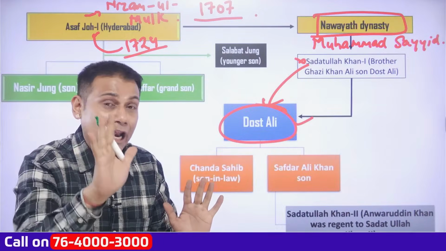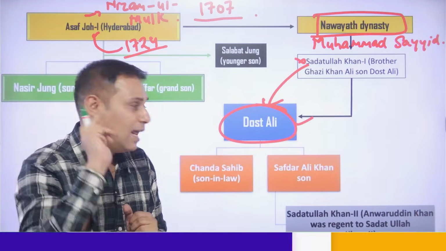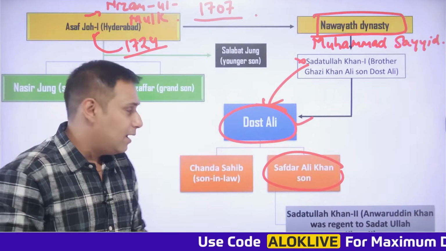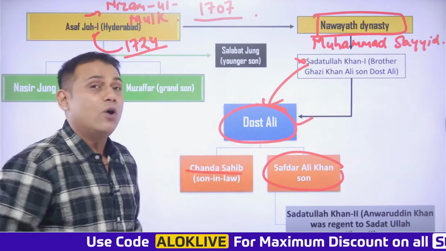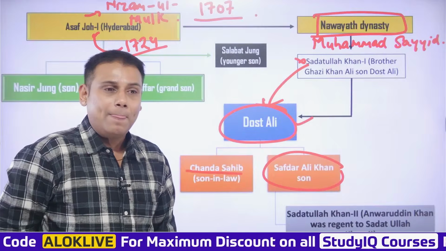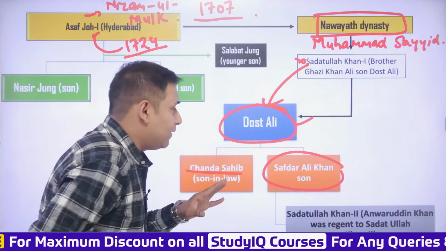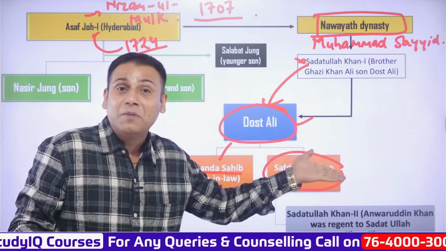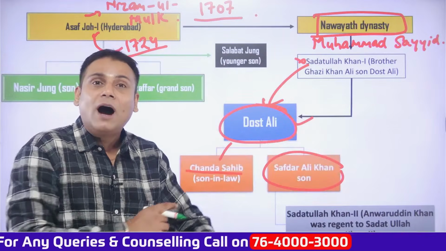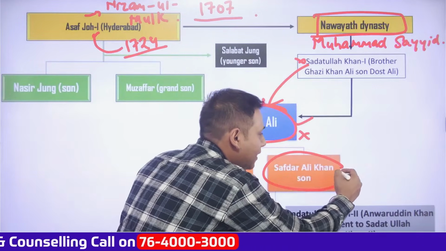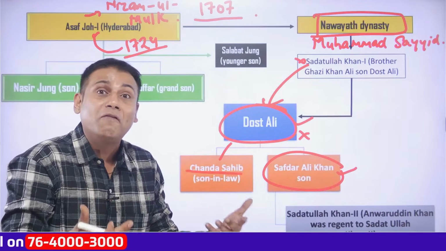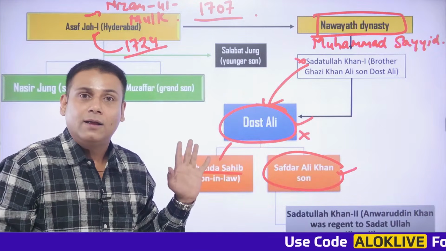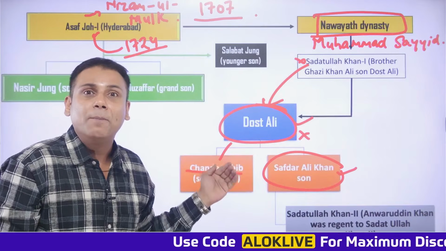Okay? Now, Dost Ali had one son whose name was Safdar Ali Khan. And specifically, he had one son-in-law whose name was Chanda Sahib. Now, Chanda Sahib thought that the kingdom would come to him. And obviously, Dost Ali will choose his son as the successor. So, after the death of Dost Ali, Safdar Ali Khan, his son, became the new Nawab of Carnatic. Please understand this. And meanwhile, Chanda Sahib was imprisoned by the Marathas.